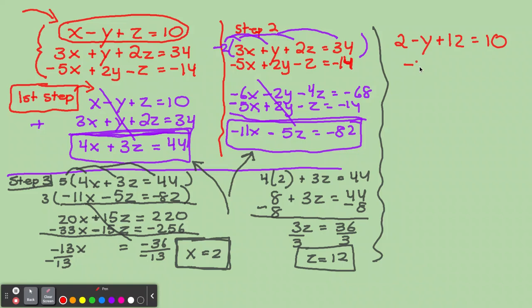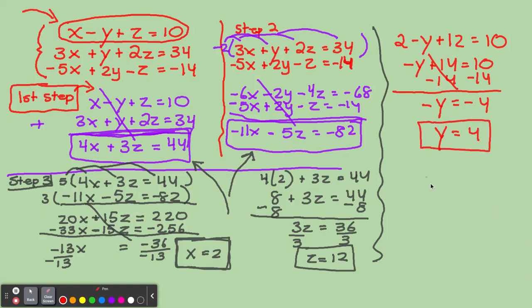So we have negative y plus 14 equals 10, minus the 14. Do a little algebra here. Cross that out. Negative y is going to equal negative 4. So that means positive y will equal 4. And we have all three. We have x equals 2, y equals 4, and z equals 12.